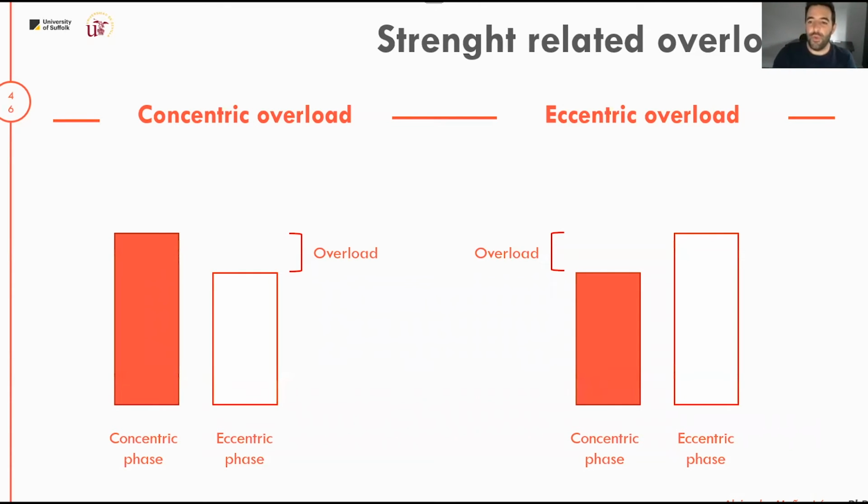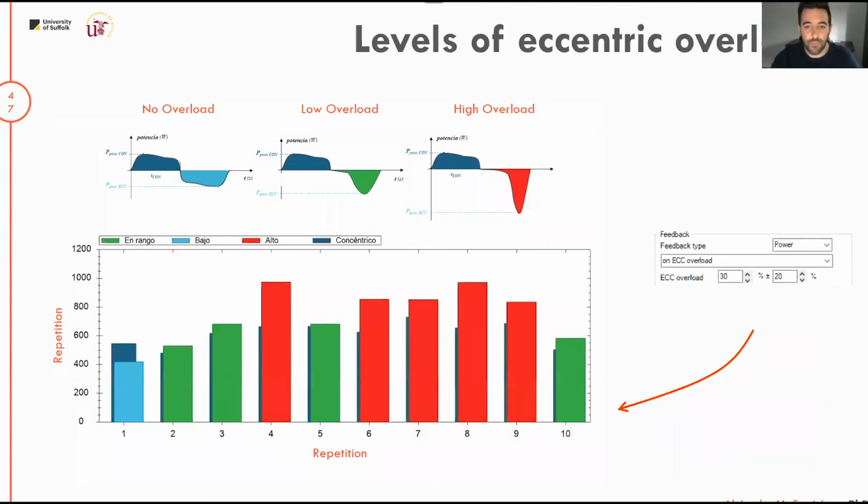Okay, to introduce the concept of eccentric overload, let me explain first what could be a concentric overload. It's very simple. You have a concentric overload when you have anything higher on the concentric phase compared to the eccentric phase, and you have an eccentric overload when you have something higher on the eccentric phase compared to concentric phase. And this is very important because people usually say eccentric overload and they don't say on which variable. And this is very, very important.